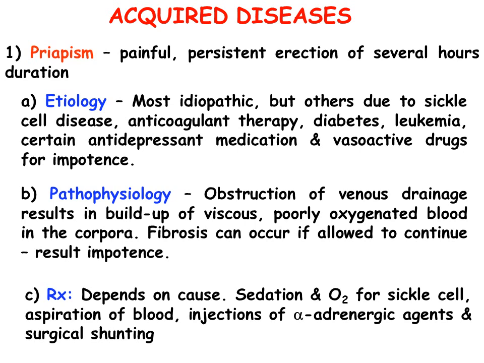What's happening is, usually there's an obstruction of the venous drainage, and this is going to result in a buildup of blood in there. It is going to be thick and it's not going to be well oxygenated. And if this goes on for too long, fibrosis can occur, and this can lead to impotence in men. So it can be a serious situation. So your treatment, of course, is going to depend on what's causing this. For anyone with sickle cell disease, sedation and oxygen, and then they may have to aspirate the blood or inject certain alpha-adrenergic agents, and surgical shunting to try to drain the blood.